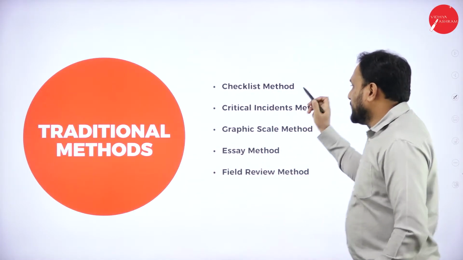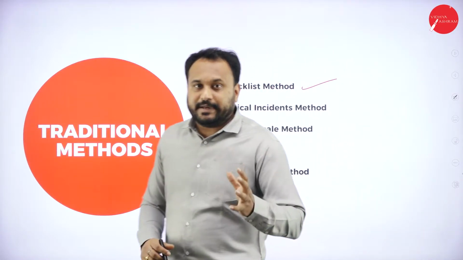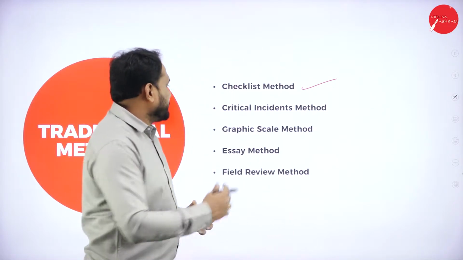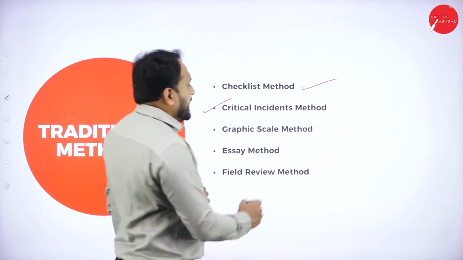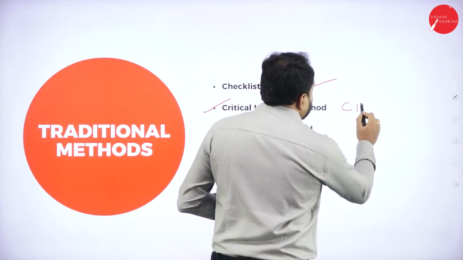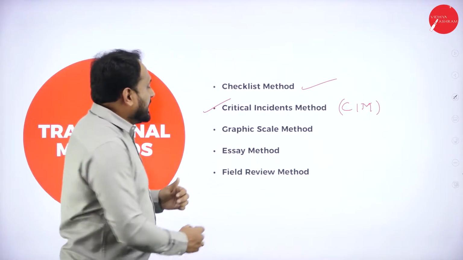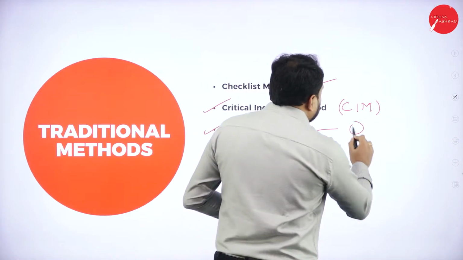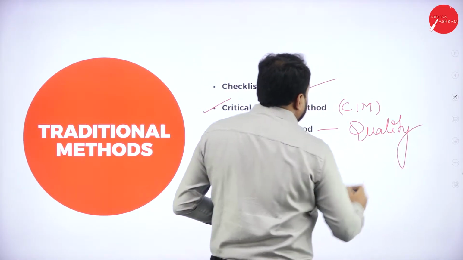Next we have the checklist method. The checklist method is a traditional method where the employee will get more benefits. Now the critical incident method, which is called CIM, very famously it is called CIM. Then the graphic scale method, which is all about quality measurement.